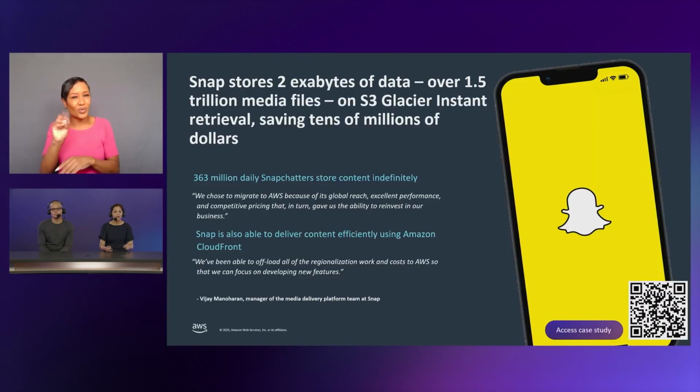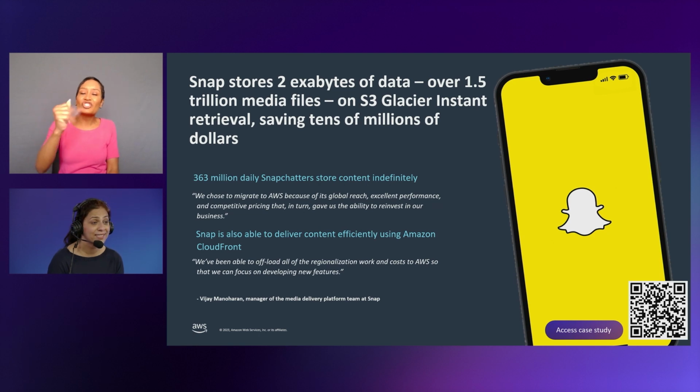We have another prime example of a top social media customer that is using Amazon S3 Glacier to make things awesome for its users. We're talking about Snapchat. It has a whopping 363 million active users. Every day, people are sharing and saving videos and pictures on this platform.